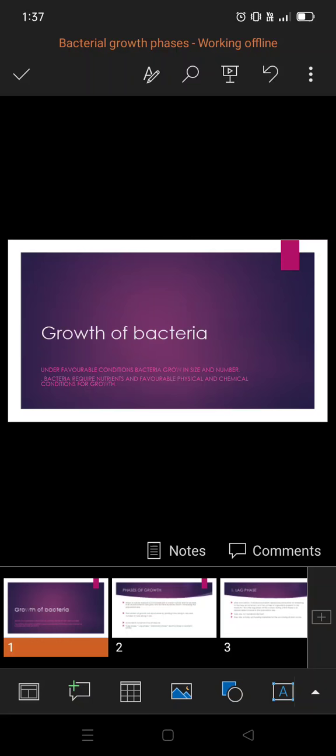Growth of bacteria. Under favorable conditions, bacteria grow in size and number. Bacteria require nutrients and favorable physical and chemical conditions for growth. Phases of growth.